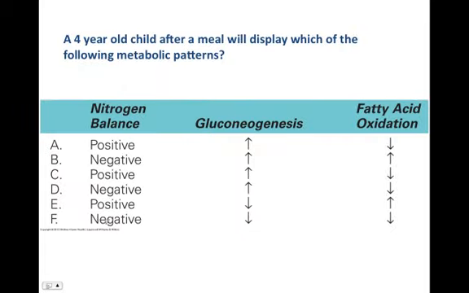So let's look at this question to illustrate positive and negative nitrogen balance. A 4-year-old child after a meal will display which of the following metabolic patterns? Well, in this case, we have a young child. So we're looking at the case of growth and development. This would suggest a positive nitrogen balance, limiting our choices to A, C, and E.